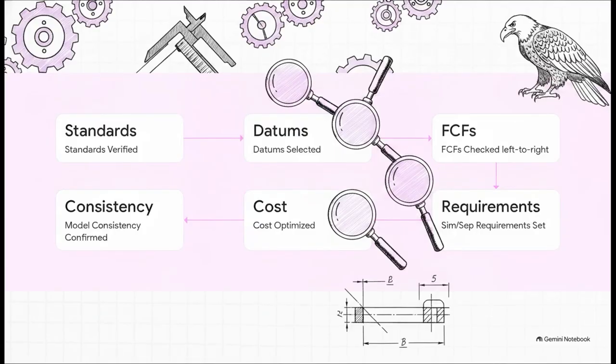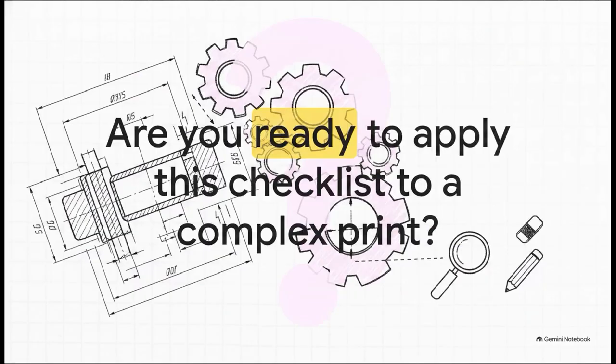So, let's recap. Standards verified, datums selected, FCFs checked, requirements set, cost optimized, and consistency confirmed. By running this exact 6-step checklist, instead of just randomly scanning a document, you completely change your approach. You transform from a passive reviewer, hoping an error just jumps out at you, into an eagle-eyed master auditor who systematically dismantles a print. Now that you have the framework, it's time to put it to the test.